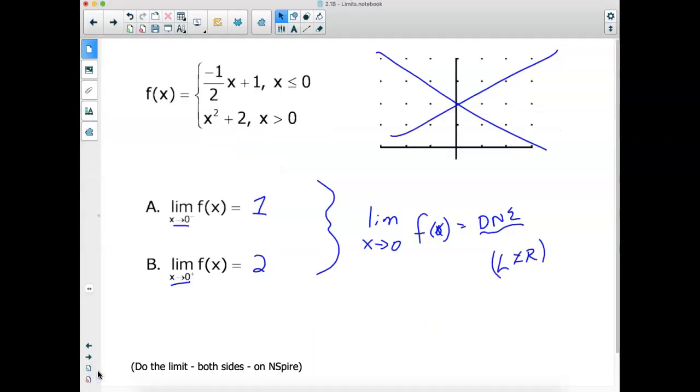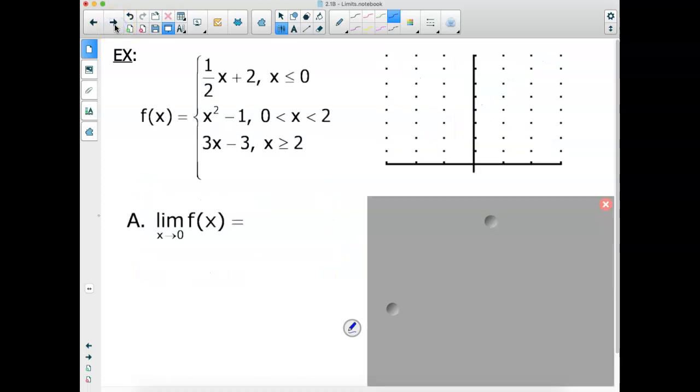Okay, so we're back and we found out that limit does not exist. So this next example, I kind of walked you through this step in my notebook again, okay? But what happens when the training wheels actually come off?